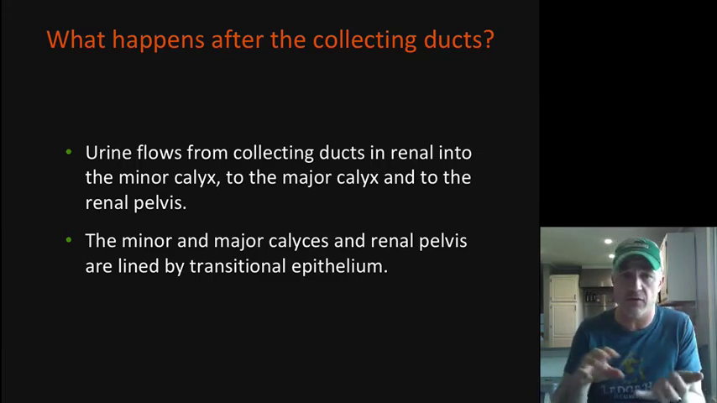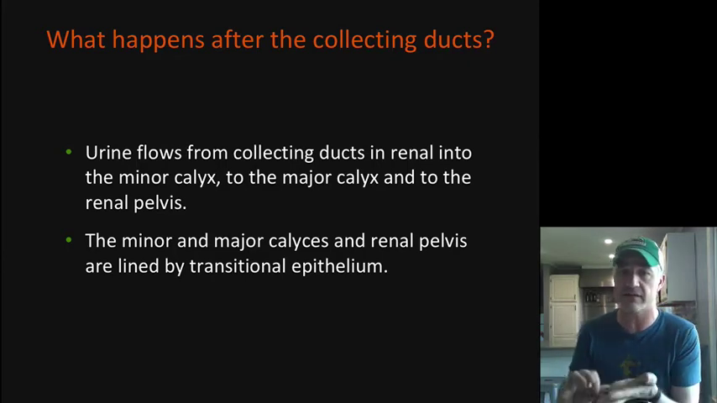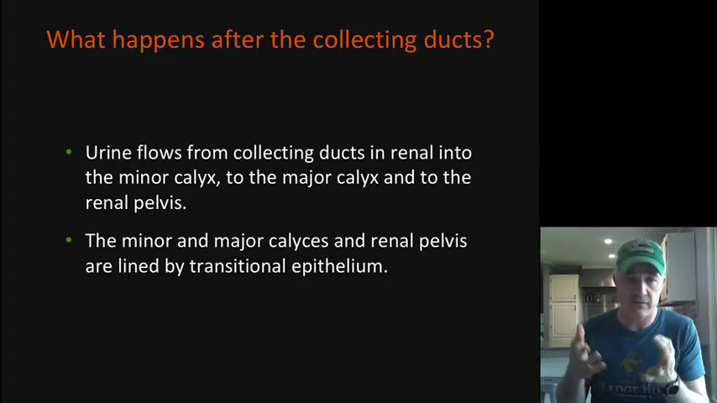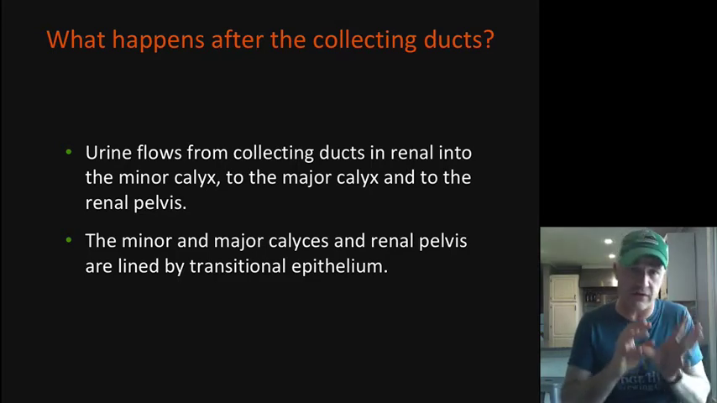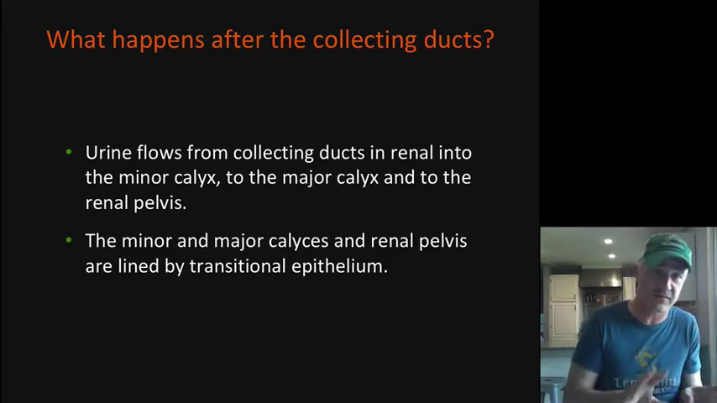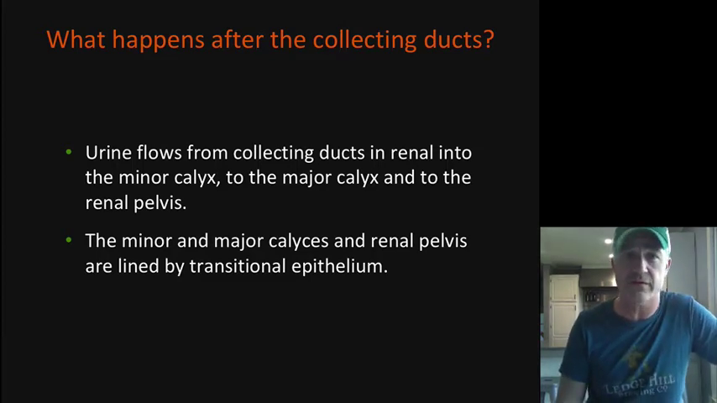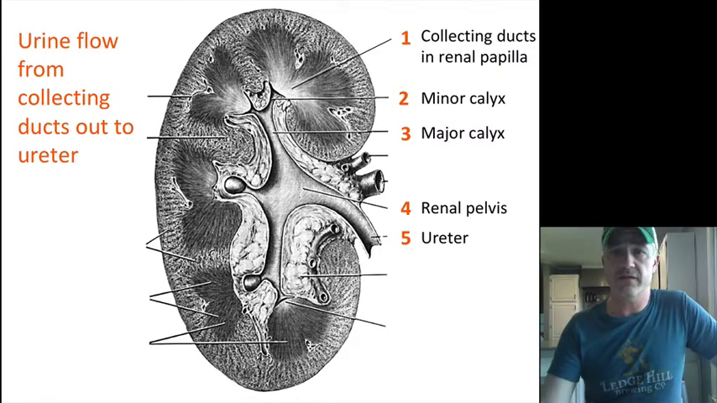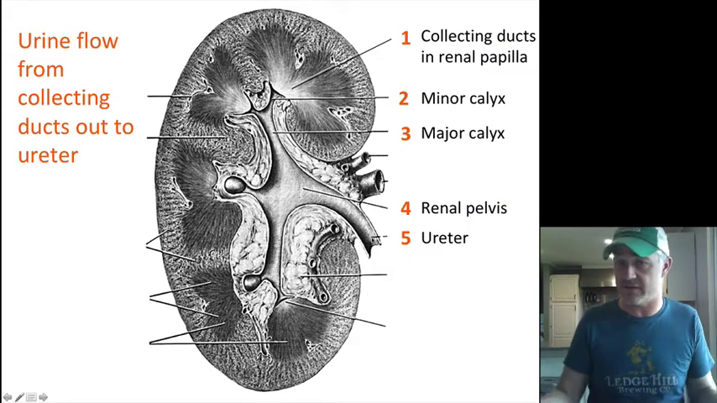So urine is going to flow from that collecting duct into what's called a minor calyx and then a major calyx to the renal pelvis. Those would actually be lined with transitional epithelium. I generally don't have you identify the major or minor calyces on a slide, because it's really hard to tell what's going on with those. But you can see here the minor calyces to the major calyces to the renal pelvis. And then sooner or later we're going to get into the ureter.